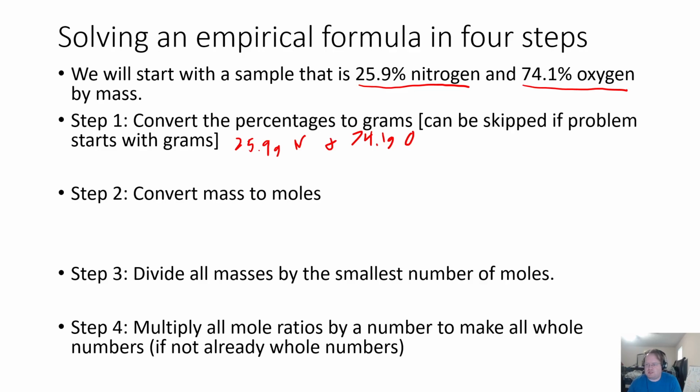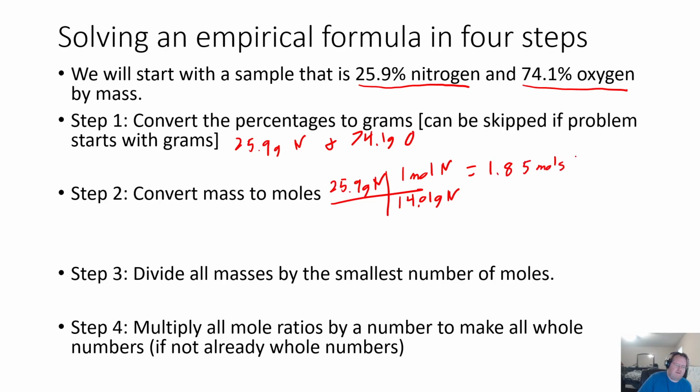Step 2 is we have to convert these to moles. We're interested in how many atoms there are. That doesn't tell us based on the mass, so we need to do that conversion. So I'm going to take 25.9 grams of nitrogen first, and we're going to convert that using the fact that 14.01 grams of nitrogen contains 1 mole of nitrogen. And so I'm going to get a number for this, and let's see what we got. We have 1.85 moles nitrogen. I'll do the same thing for oxygen.